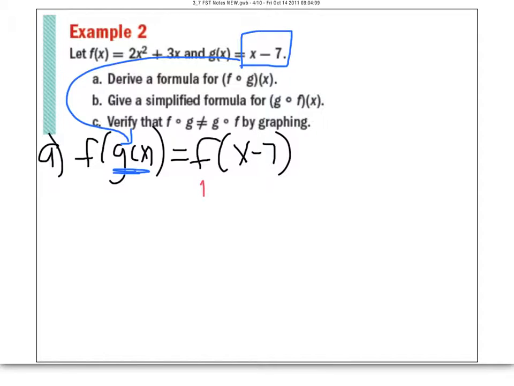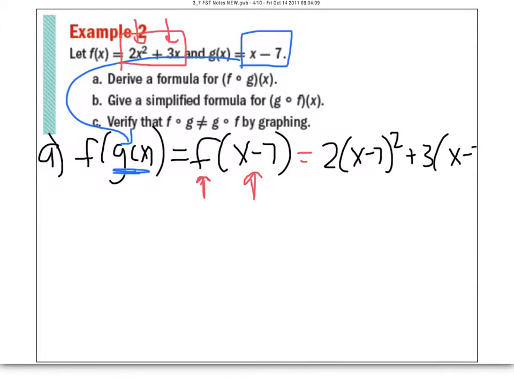Now be careful, this just says go to the f function. So notice here, the g function is gone. You will never go back to the g function up here. We've already embedded it in here and it's gone. You just go to the f function. So the f function is this guy right here. So now it says go to the f function. Wherever you see x, put this in its place. So I'm going to have to put it here and here. Well, that's going to give me 2 times x minus 7 squared plus 3 times x minus 7.